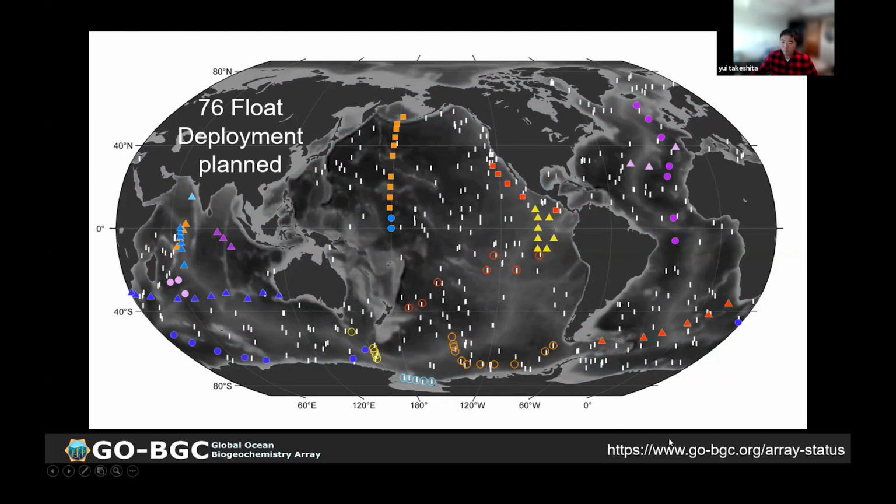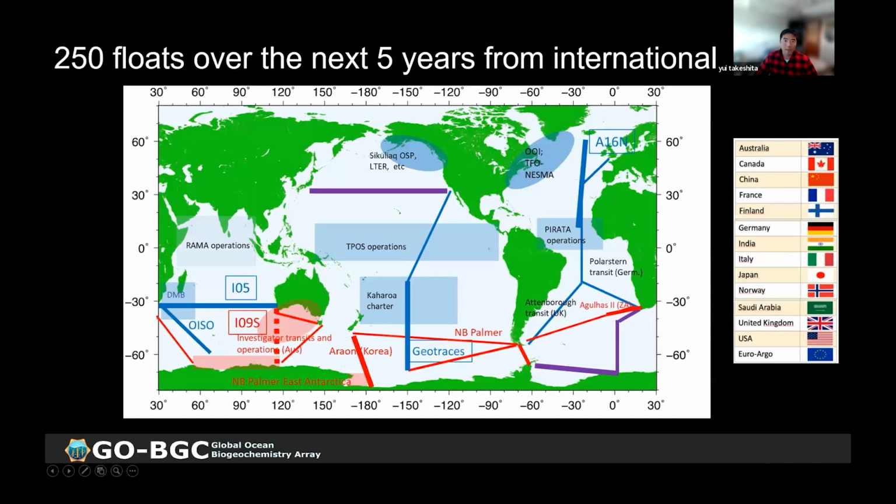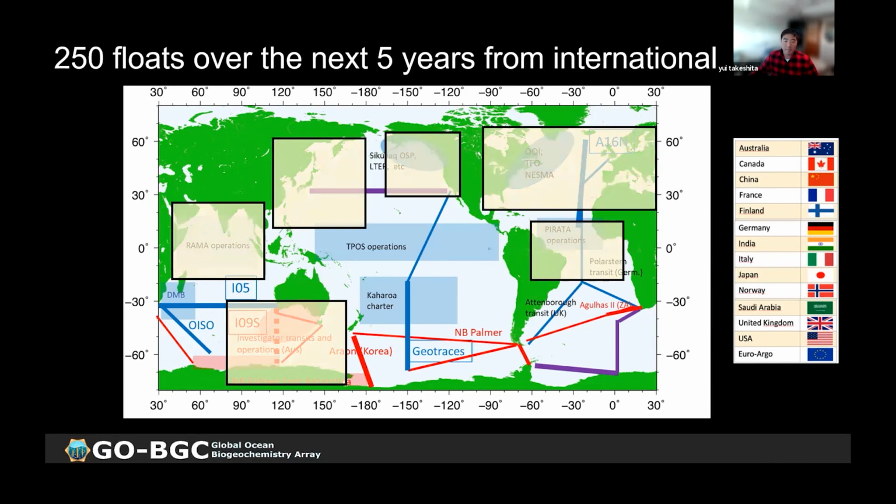And all of these maps are available on the GO-BGC website under array status. In addition to the US contributions, there are also international commitments to BGC Argo. International partners project that they are going to deploy at least 250 BGC Argo floats over the next 5 years. And just from the last ADMT, the international partners are planning to focus their deployments in these yellow squares around the world. So it seems like there is momentum and floats being deployed around the world, which is great.